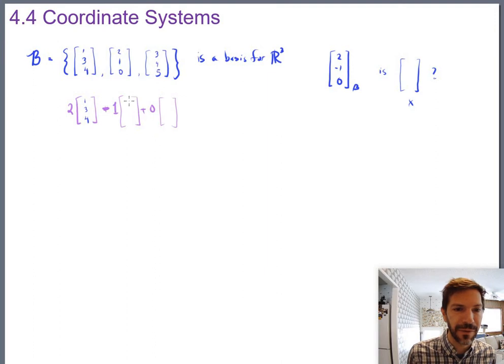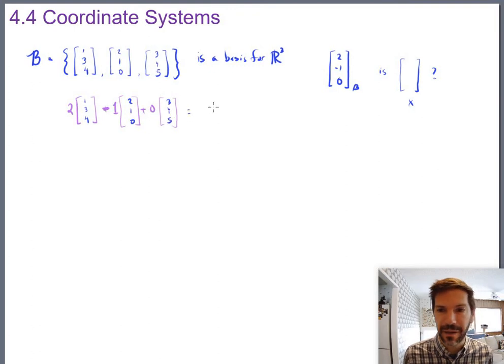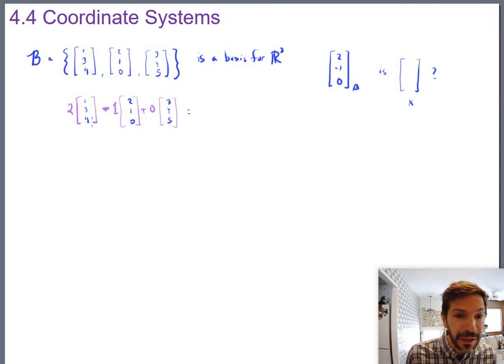So 2 of 1, 3, 4, minus 1 of 2, 1, 0, and 0 of that. And that comes out to, let's see if I can do this in my head. That'll be 4. Oh, I subtract. 0, sorry. Erase. 0. 6 minus 1 is 5. And 8 minus 0 is still 8. So 0, 5, 8.